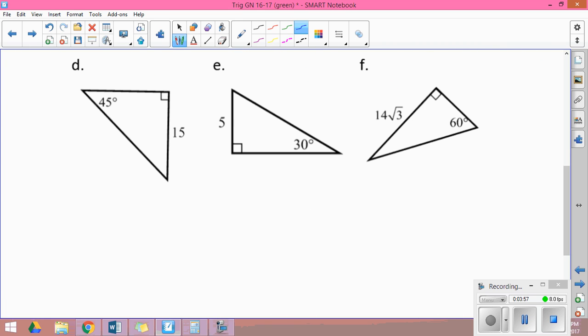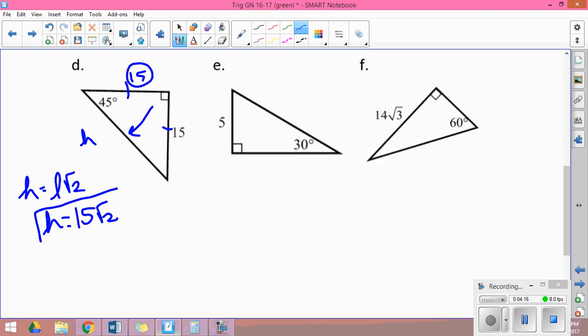D is a 45-45-90. If there's your equal side, so that means this side is 15. That means this side is the hypotenuse. Formula says the hypotenuse is the leg times the square root of 2. So the hypotenuse is 15 square roots of 2. And it really is as easy as writing down the formula and substituting in what you know.